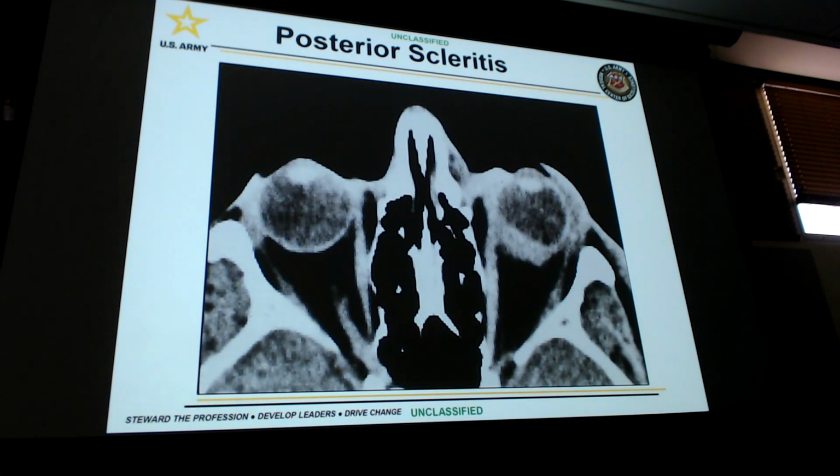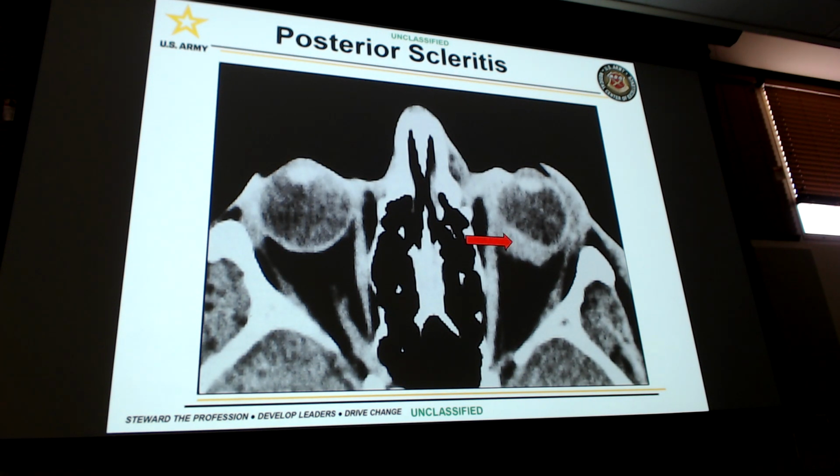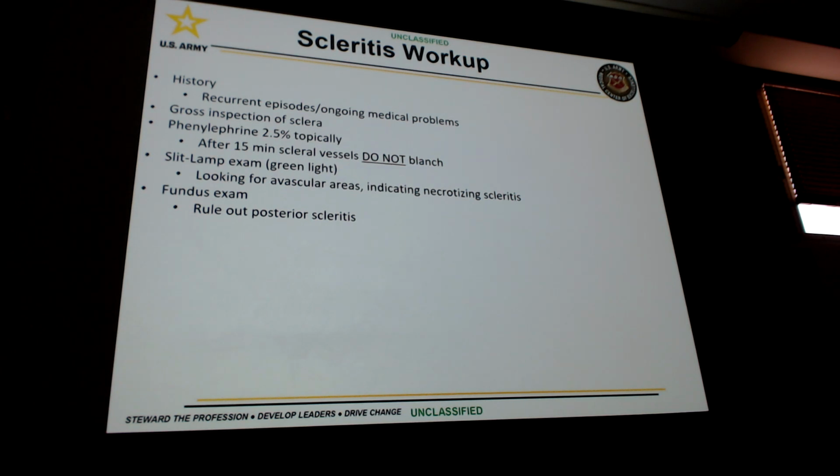Here's a nodular example. Posterior scleritis. We're looking at the inflammation behind the eye there. Okay, so again, the workup is going to be similar in terms of episcleritis versus scleritis. You're going to put that phenylephrine in, 2.5%, and the vessels are not going to blanch. Okay, so you're still going to have that redness, right? That's typically how you can determine whether it's scleritis or episcleritis. Obviously, with scleritis, the patient's going to be in much more pain as well.